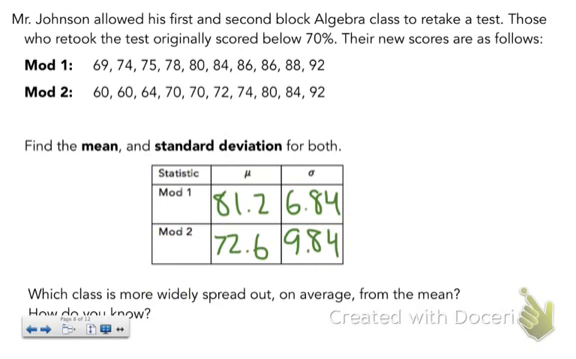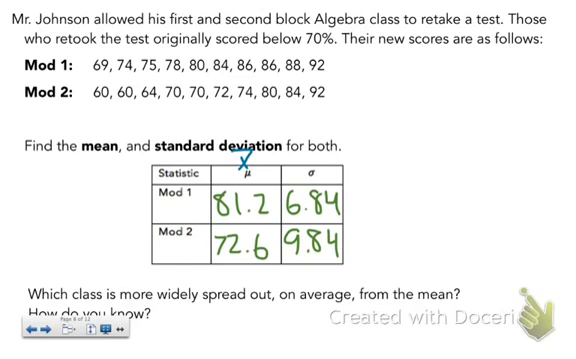Okay, for this one, you had to do both classes separately. So we have, again, retake scores for an algebra test, and you have mod 1 and mod 2. So you're asked to find the mean and standard deviation for both. And don't forget, in the calculator, this is going to be x bar. So for class 1, you should have gotten 81.2 with a standard deviation of 6.84. And for class 2, you should have gotten a mean of 72.6 with a standard deviation of 9.84.